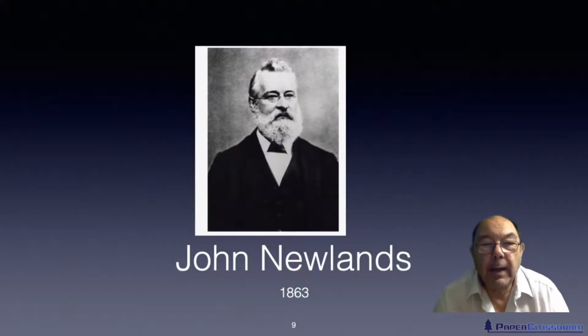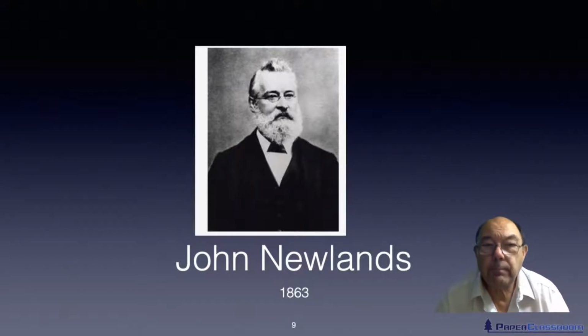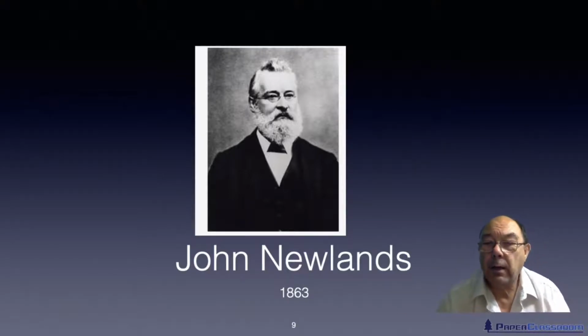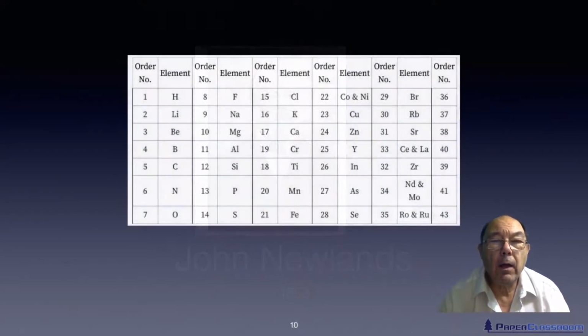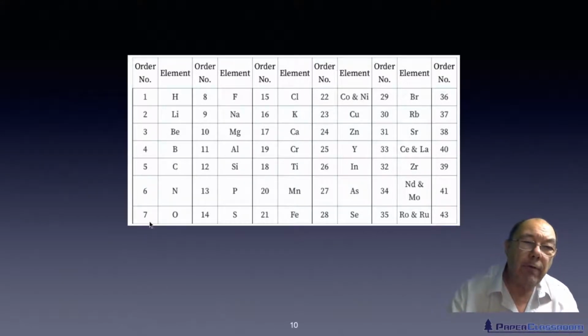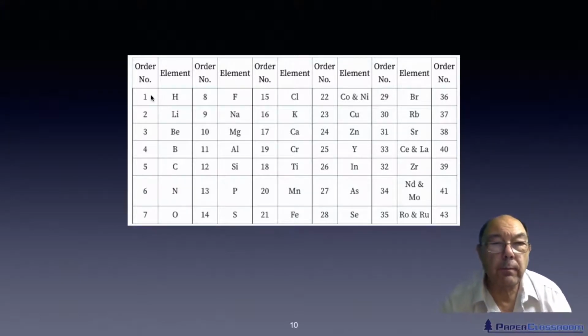Anyway, in 1863, John Newlands, who was an English chemist, was also a musician. Because he was a musician, if you think about musical notes, they all occur in eighths. And one of the things that John Newlands found was when you were listing things by atomic weight, he found that every eighth element had very similar properties to the first one.